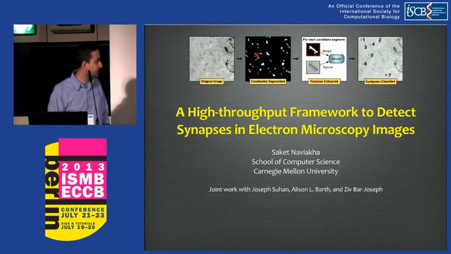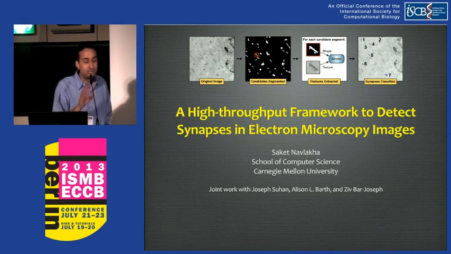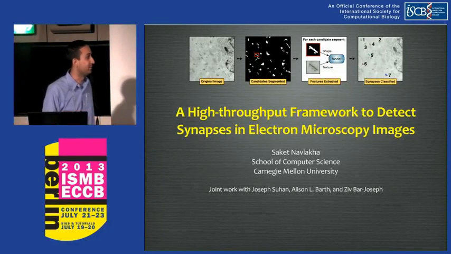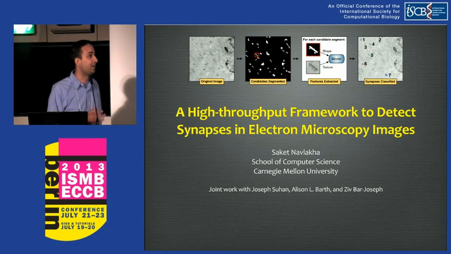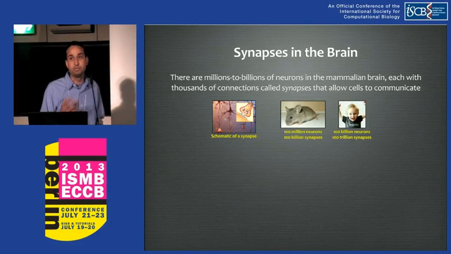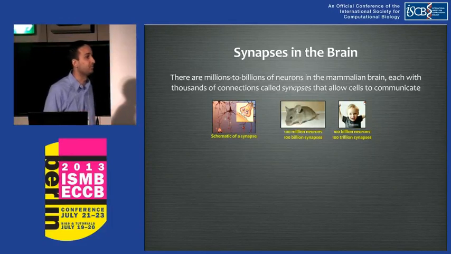I wanted to tell you a story today about a computational and experimental problem that we came across recently while trying to study changes in synaptic development in the brain. So just for some quick background, synapses are connections between nerve cells or neurons in the brain, and they allow cells to communicate with one another and to transfer information to one another.